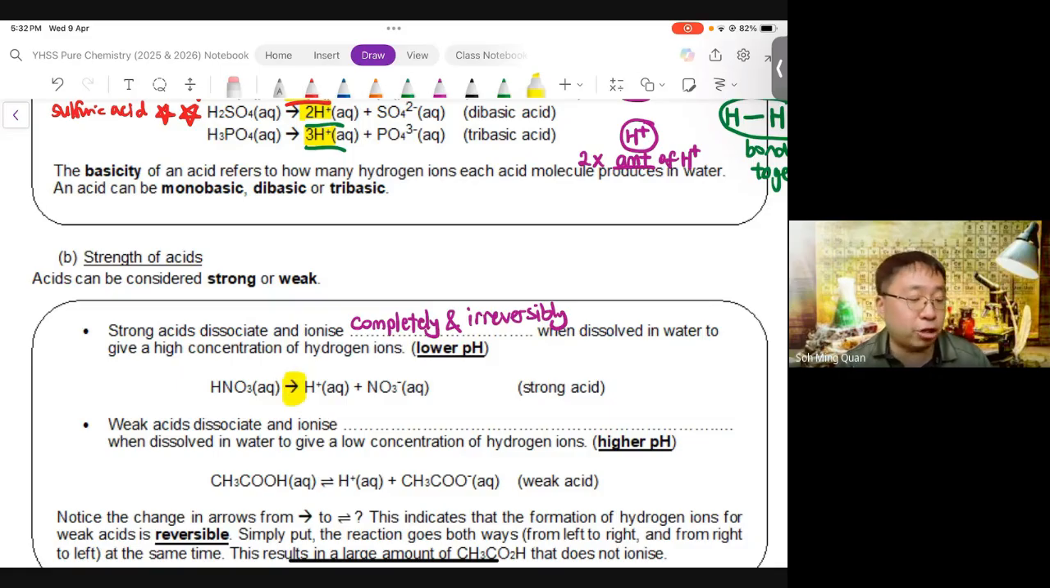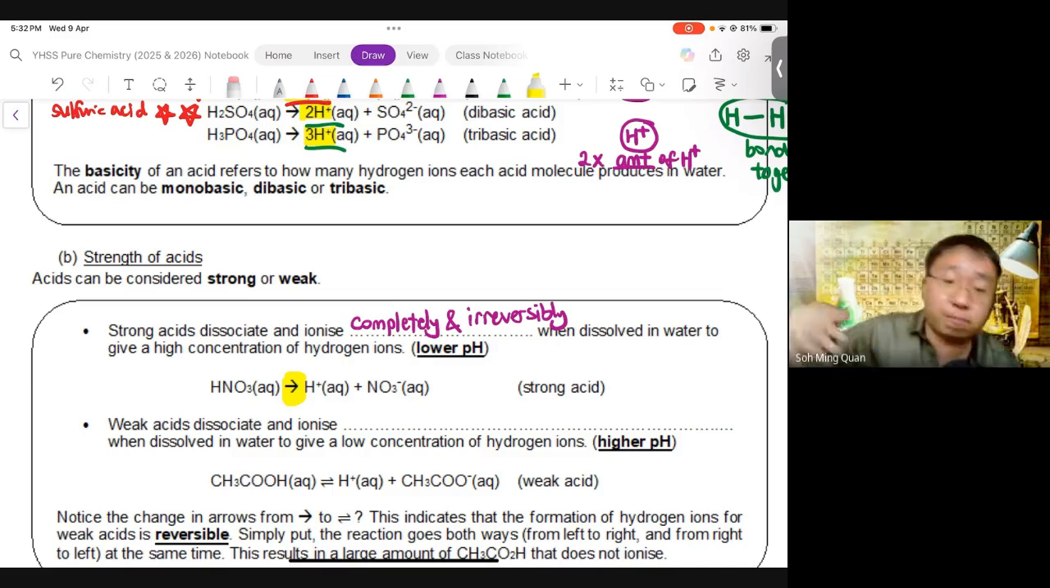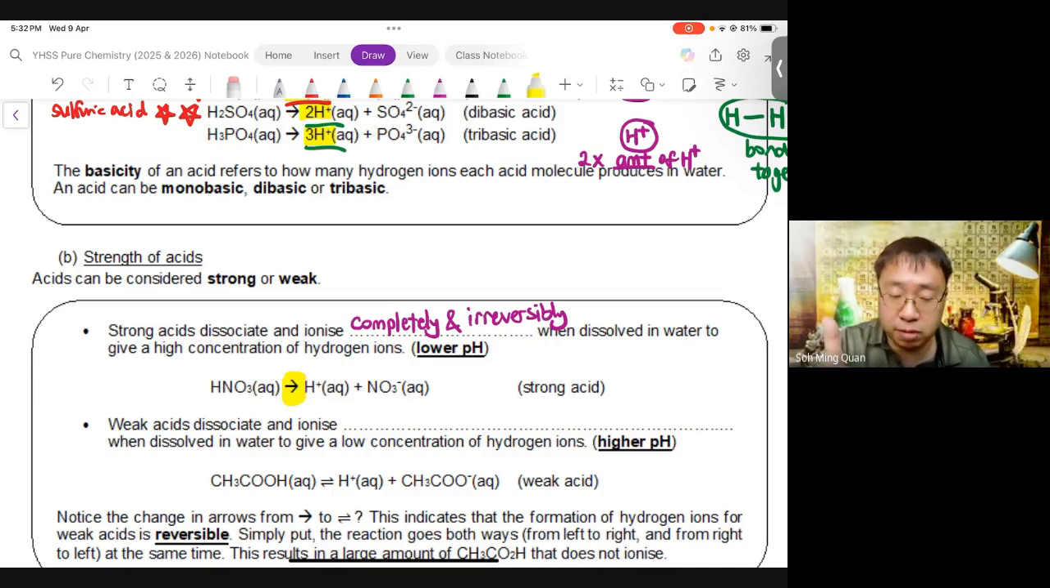If you just use nitric acid as an example, look at the arrow. The arrow is one direction, from left to right. That's it. Right? From HNO3 to H+. It's not going to reverse backwards. It's irreversible and it's complete. Complete means if I have 100 molecules of HNO3, all 100 will dissociate to form H+ when dissolved in water. Okay? As a result, strong acids tend to have a higher concentration of H+.